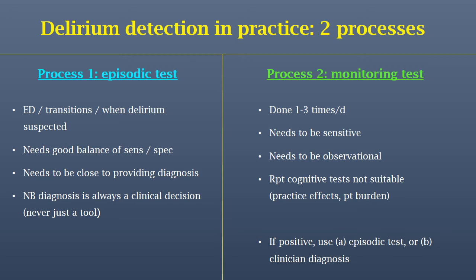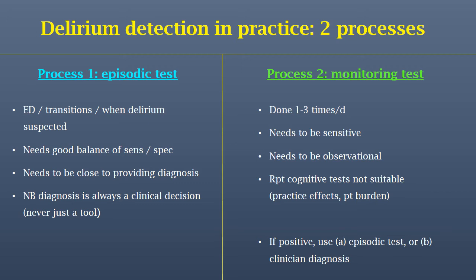Process 2 is really different because you have to repeatedly administer the test or process, and that means that repeating cognitive tests like months of the year backwards isn't going to work, because it's going to be too high a burden for the staff and the patients. And if many of the patients don't develop delirium at all, then the burden on them having these tests maybe several times a day is just simply too high, as well as the practice effects.